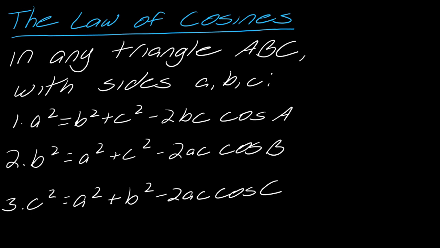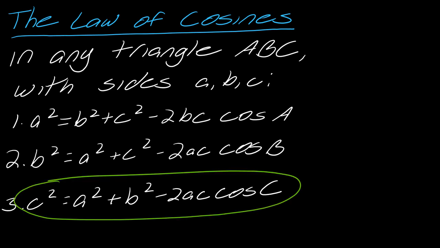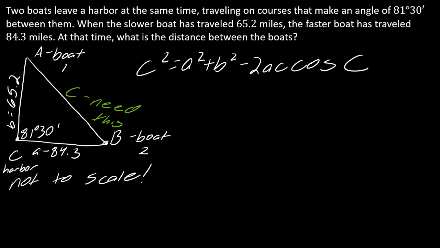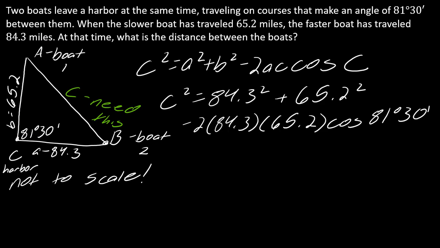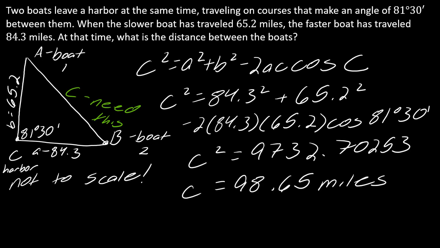Okay, so I'm going to use the law of cosines. If we want to split hairs here, I'm going to use this formula. So I can just go ahead and write that down. Okay, so I want to find side C, and I know angle C, and then I know the other two sides. So again, I take one side squared, the other side squared, minus 2 times those two sides times cosine of the angle that we were given. And so now it's just plug and chug with the algebra, or I guess trig. Anyways, go through and finish it. So I get that C equals 98.65 miles. Okay?